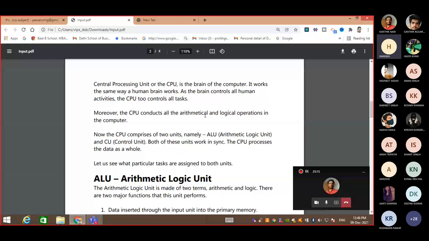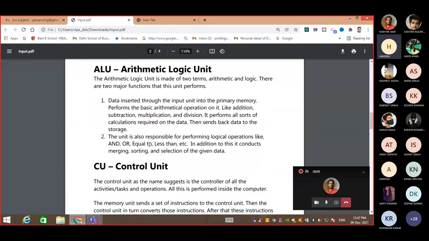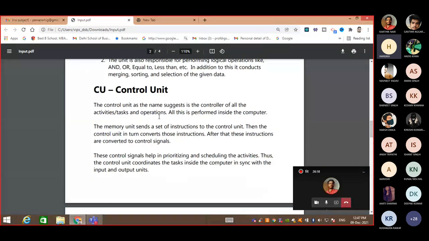So let's see, what is ALU? ALU, I already told you, consists of two terms, arithmetic and logical. Arithmetic means arithmetic operations like multiplication, subtraction, division, addition, and it performs all sorts of calculations and then sends the results back to the storage. In the same way, the logic unit can perform logical operations like AND, OR, equal to, or less than. These are all logical operations, so they are done by the ALU. Now what is CU? CU, I already told you, is used for controlling the flow of information. The control unit, as the name suggests, is the controller of all the activities, tasks and operations.